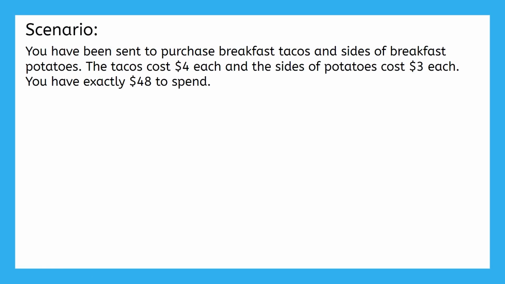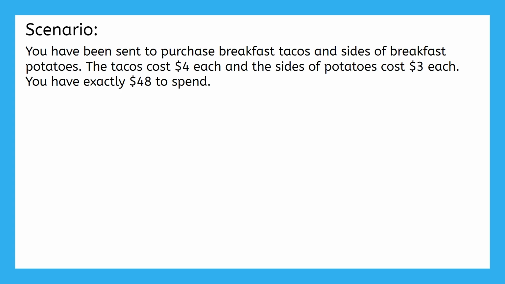This example says, you have been sent to purchase breakfast tacos and sides of breakfast potatoes. The tacos cost $4 each, and the sides of potatoes cost $3 each. You have exactly $48 to spend. When we see scenarios like this in math, often we're trying to figure something out, like perhaps what order you should be placing. In order to do that, we first need to translate the scenario into math.